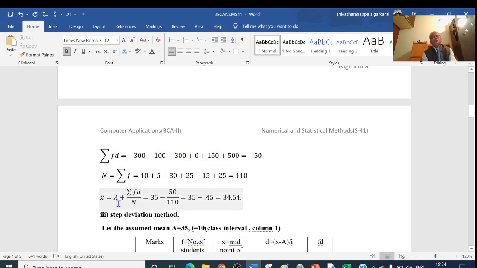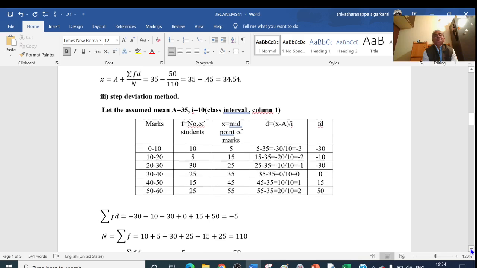Therefore, x bar is equal to a plus sigma fd by n. A, I have taken 35. Sigma fd is minus 50. That is here minus 50 divided by 110. This is equal to 35 minus 0.45. This is equal to 34.54. This is by the shortcut method. Next we go for the step deviation method with the same data.